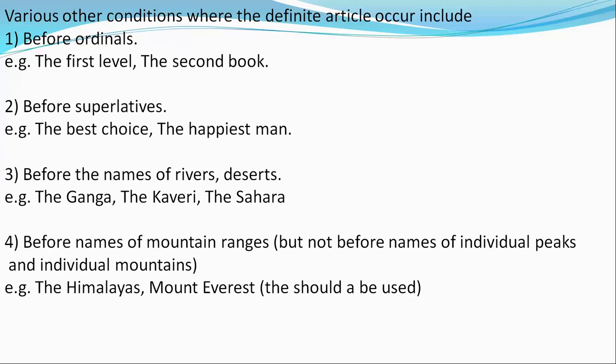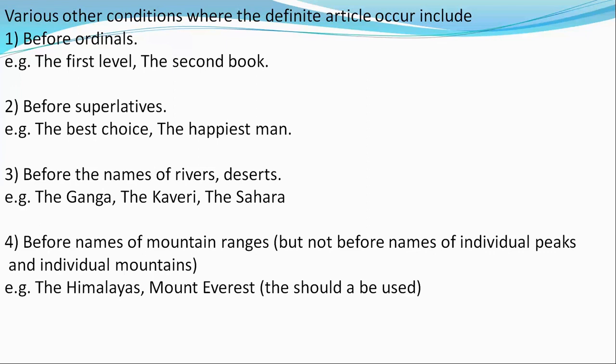Taking the fourth condition, the definite article should appear before mentioning the names of mountain ranges. You should be careful here. It should be used only before the names of mountain ranges, but not before mentioning the names of individual peaks or individual mountains. Taking this example, the Himalayas. Himalayas is a continuous range of mountains. It is the chain of mountains, and so they have used this article the here, the Himalayas. For another example, you can put the before Eastern Ghats and Western Ghats, the Eastern Ghats, the Western Ghats, because they are all range of mountains. They are all chain of mountains.